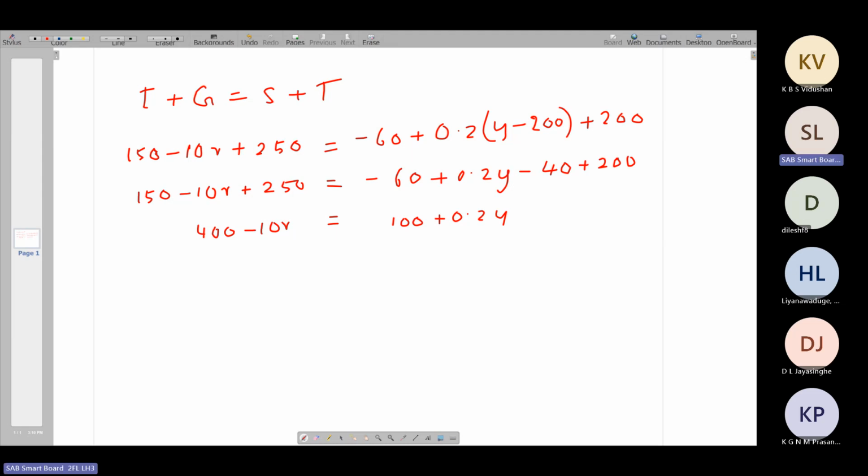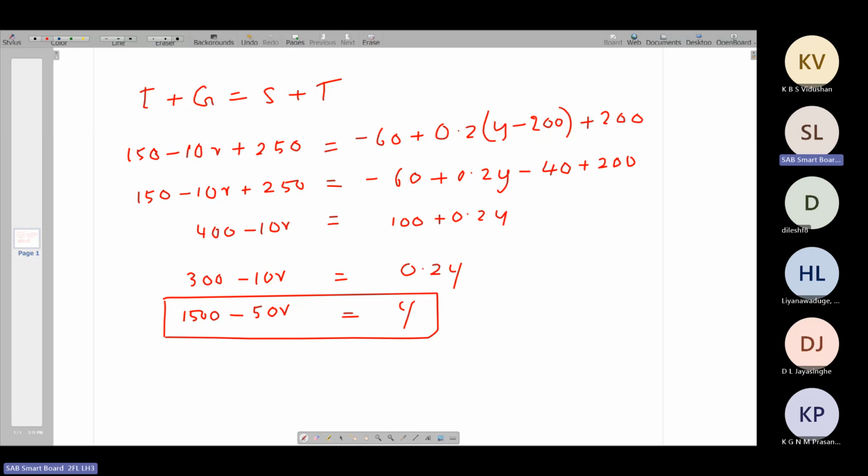We keep 0.2Y here and take the other term to this side. 400 minus 100 is 300, minus 10R. So Y equals 300 divided by 0.2, which is 1500, minus 10 divided by 0.2, which is 50R. So what is this? That is the equation for the IS curve. Very easy, no?